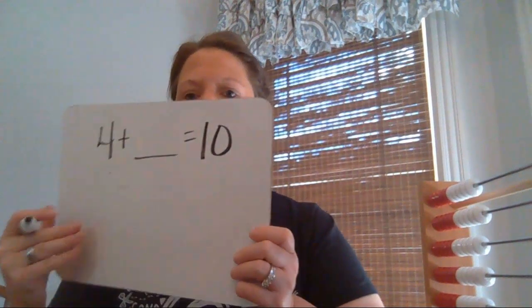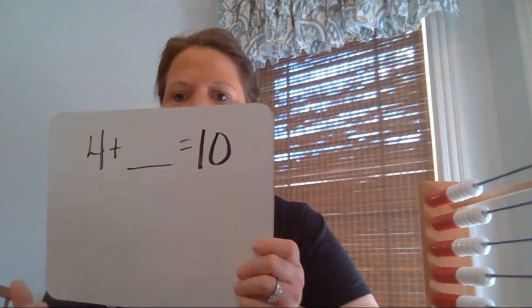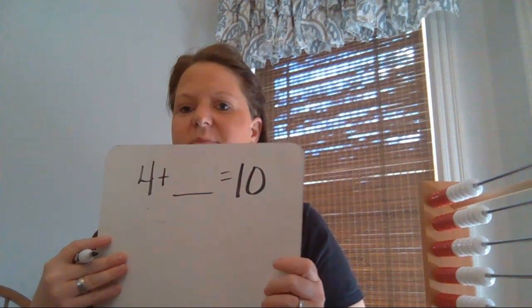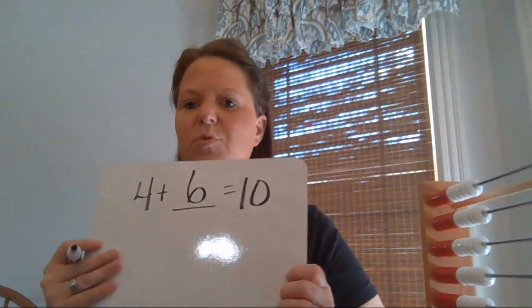So if I wrote a number sentence, that would say 4 plus something would equal 10. So it would look something like this, okay? And you all figured out that your missing number was 6, so I would need 6 more.